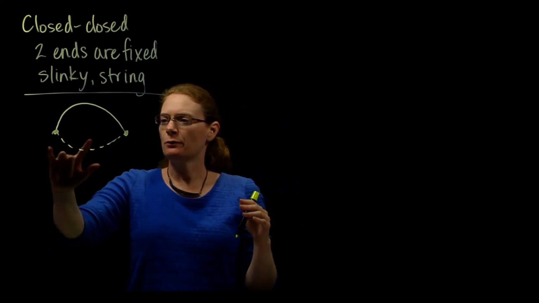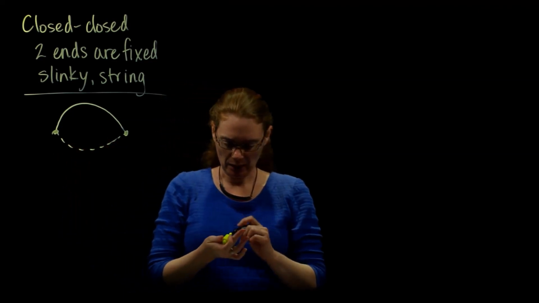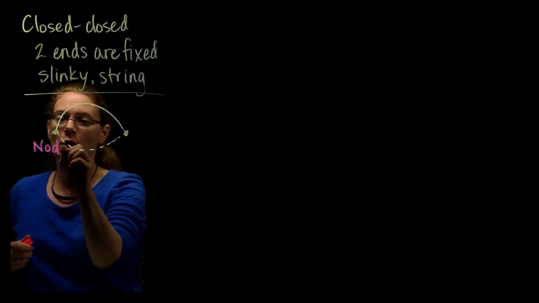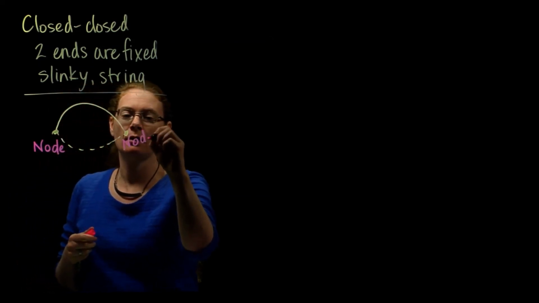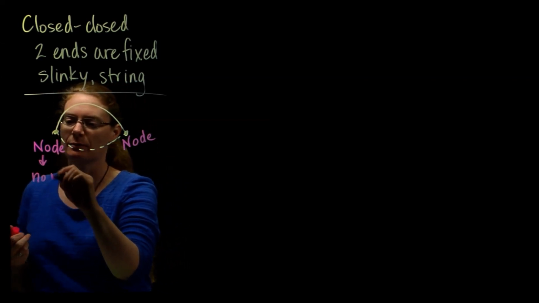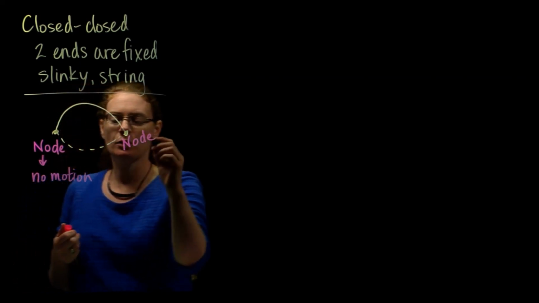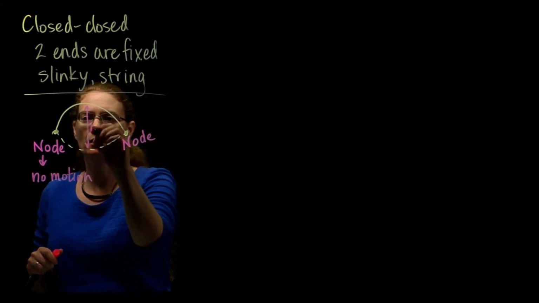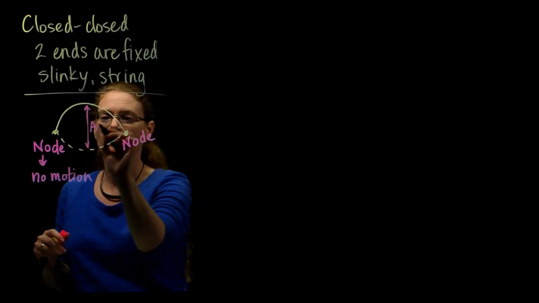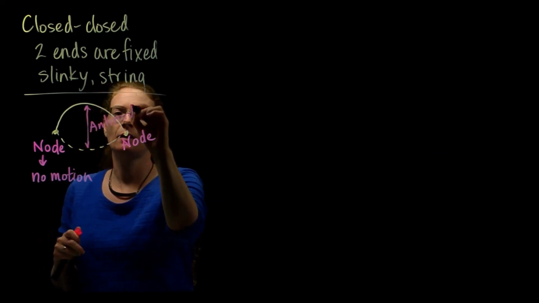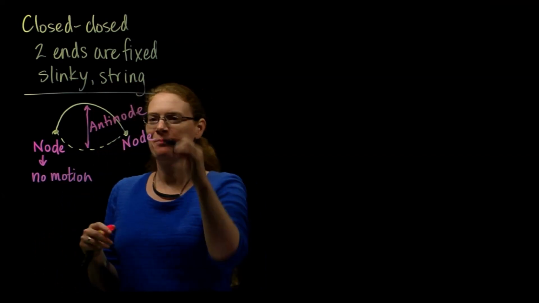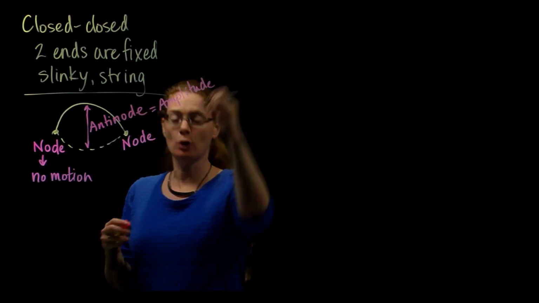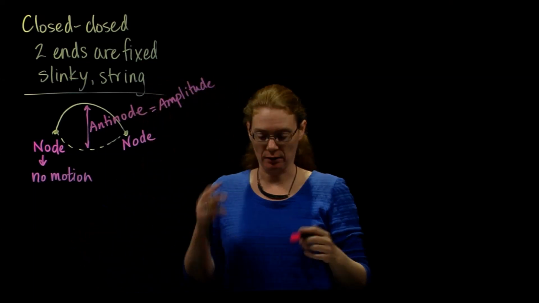We have special words for the two ends and for this middle bit, and those are words that you will want to remember. So this is a node, where there is no motion. That's how you can remember it. There's no motion. So the nodes are the fixed ends. And this point right here in the middle, where we have our maximum motion, that's an antinode. Anti being opposite of node. And the way I can remember that is that's where we have our maximum amplitude. So a node is where there's no motion. An antinode is where there's a lot of amplitude.